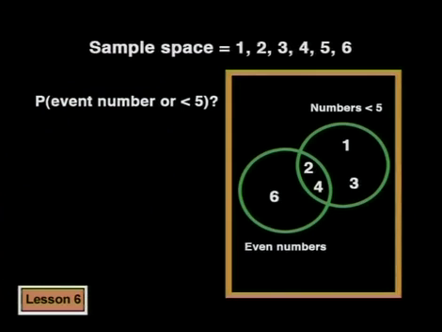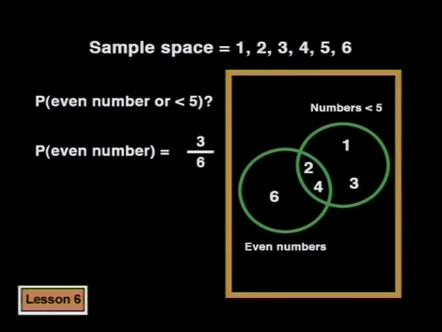Now, what is the probability of a number thrown being either an even number or a number less than 5? Let's see what happens if we just add the two probabilities together. The probability of throwing an even number is 3 out of 6. There are 3 favorable outcomes out of a sample space of 6. And the probability of throwing a number less than 5 is 4/6, because there are 4 favorable outcomes out of the 6 possible ones on the dice.